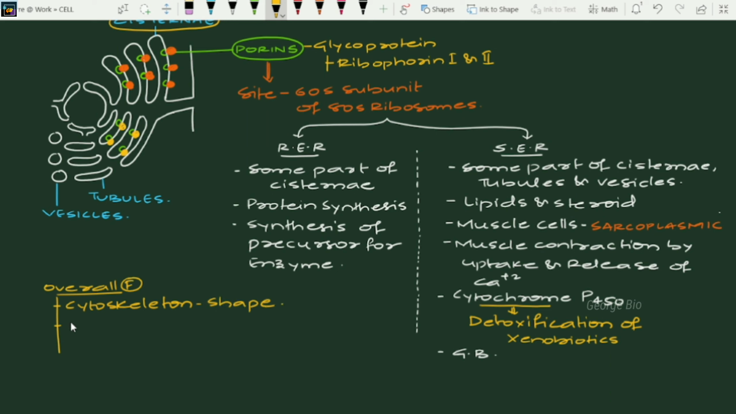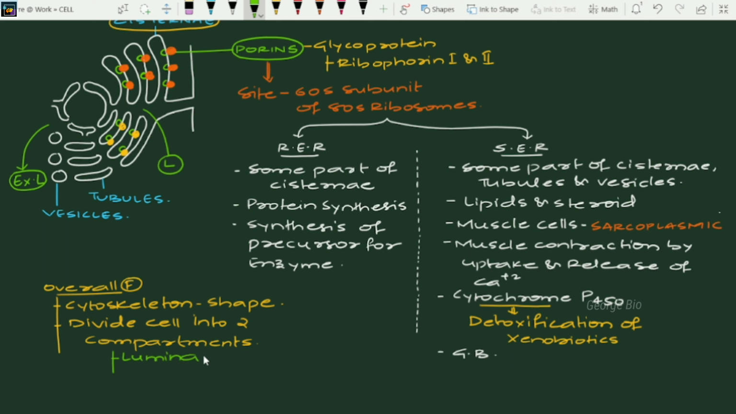Number two, it divides the cell into two compartments. The inside region of the endoplasmic reticulum is called the luminal compartment. In the diagram you can see it. And the outside region is called the extraluminal compartment. So inside is the luminal compartment, and outside is extraluminal.